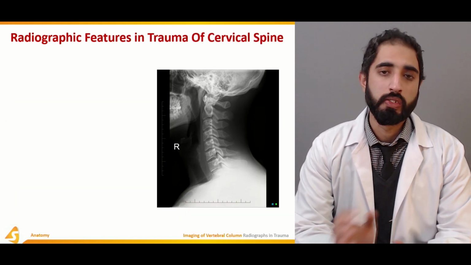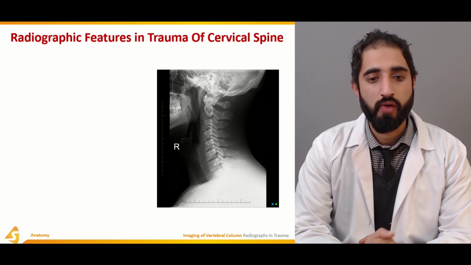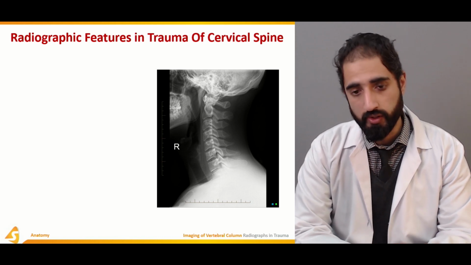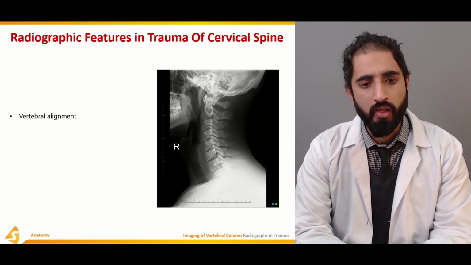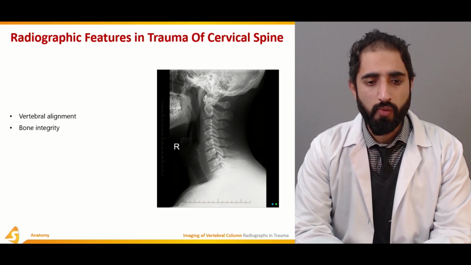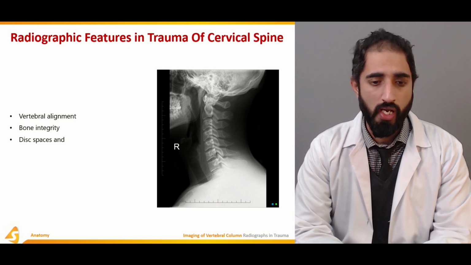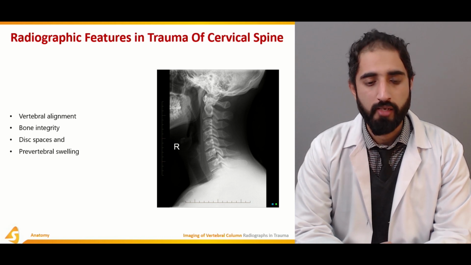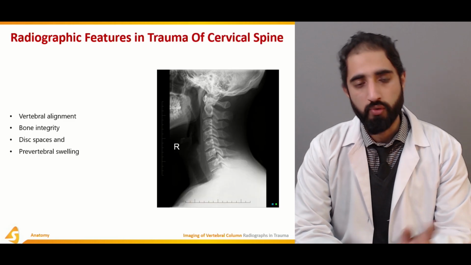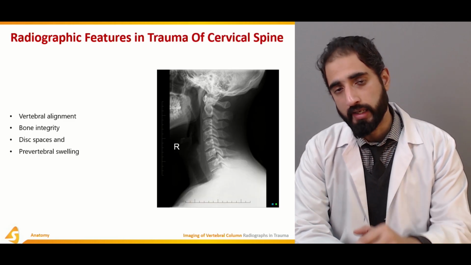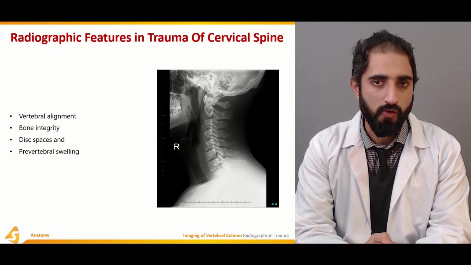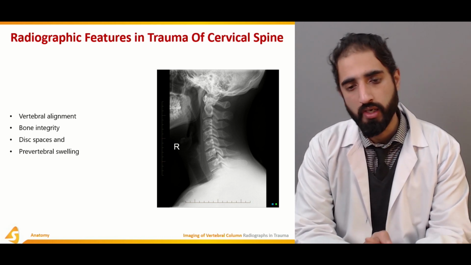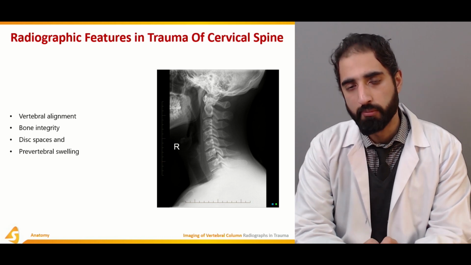So, as already mentioned, these are the radiographic features in trauma of the cervical spine specifically, but the same goes for the thoracic and lumbar spine as well. So, we have the vertebral alignment, the bony integrity, the disc spaces, and prevertebral swelling. And we're also going to talk about stability and instability. It's not just about the cervical spine, we're just taking the cervical spine as a frame of reference here, but the same goes for thoracic and lumbar as well.